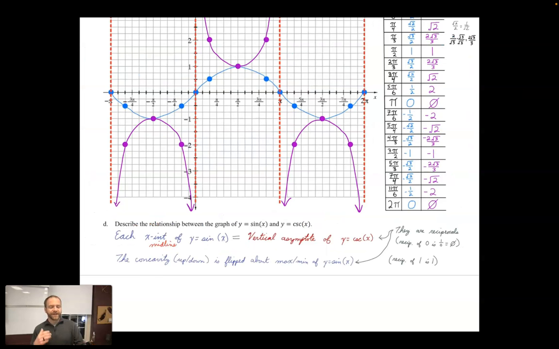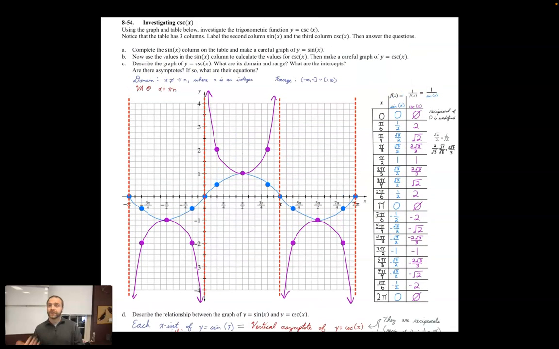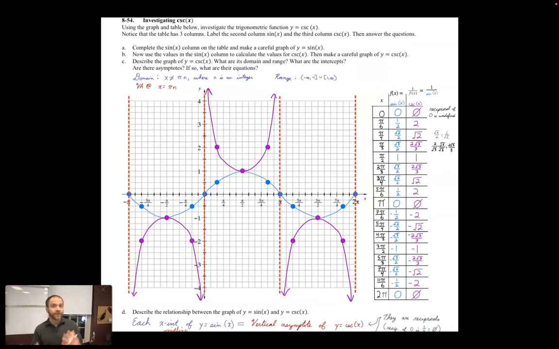So hopefully this provided a good introduction to what the cosecant of x graph looks like and why it looks the way it does. But this is the end of prompt 854.